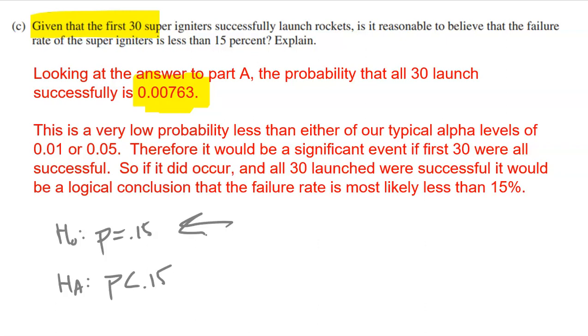So when something with a very, very low probability occurs, we want to say, why? Why did that occur? Well, my best guess is the proportion of times that a rocket's going to fail is less than 15%. The new super igniter is better than the old igniters that had a 15% rate. So again, hopefully that makes sense. Pretty simple explanation there once you understand it. It's this idea that something very significant actually occurred, which is what's telling me that something fishy is going on here. And the only thing that can be fishy is, well, I actually have a better super igniter and it's less than 15% failure rate.